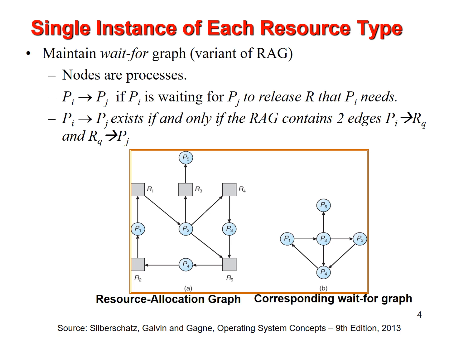So in a single instance of each resource type, the system has to maintain this wait-for graph. Deadlock exists if and only if this wait-for graph contains a cycle. This is for the single instance case.